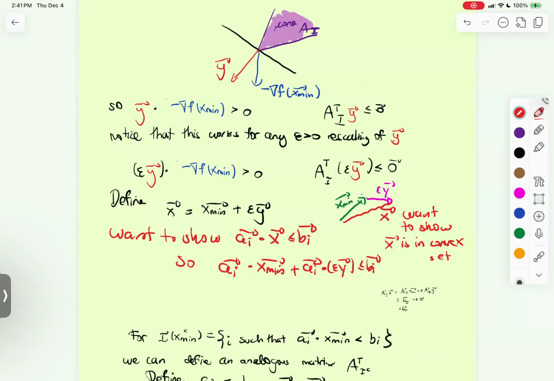Okay, so if I is one of the indices of the activation set, remember the activation set is where the inequality is achieved. So AI dot X mean would be BI. So it's kind of like two cases. Case one: I belongs to the activation set.